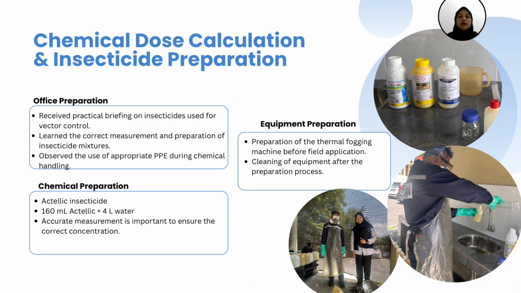Before participating in the field fogging activity, I received practical exposure to insecticide preparation at the office. The vector control personnel explained the different types of insecticide used for vector control and demonstrated the correct procedure for measuring and preparing the chemical mixture. One of the insecticides introduced to me was ethylene. The preparation demonstrated during the training involved 160 milliliters of ethylene mixed with 4 liters of water. I also learned the importance of using appropriate personal protective equipment when handling insecticide, as well as the preparation and cleaning of the equipment used for fogging.